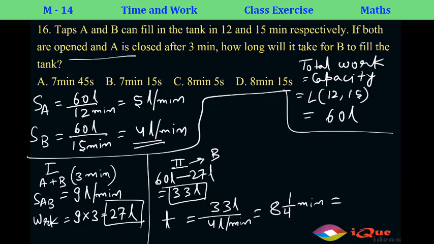Now 1 by 4 minutes, we know that 1 minute is 60 seconds. So 1 by 4 will be 15 seconds. So it is 8 minutes 15 seconds is the answer of this question. Alright, which is option D, that is the correct answer. Okay, now let's go to the next question.